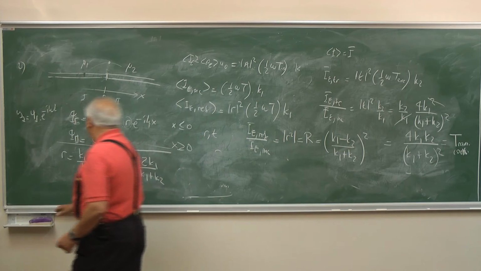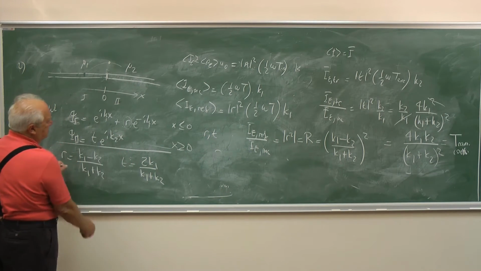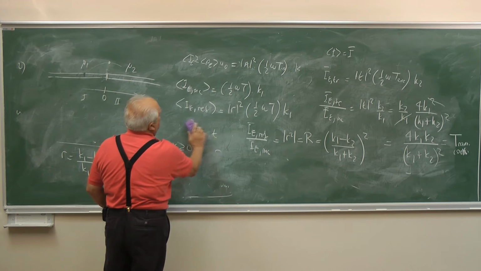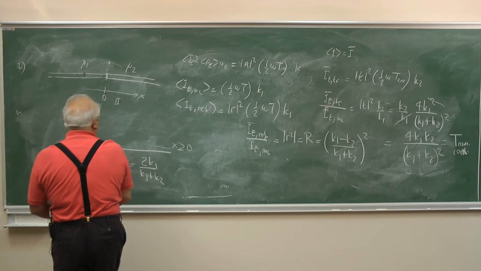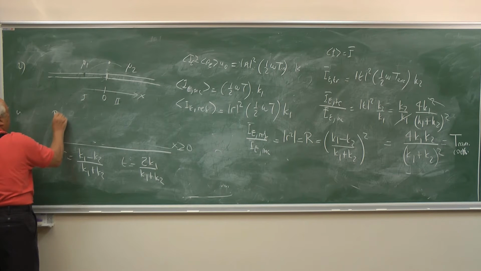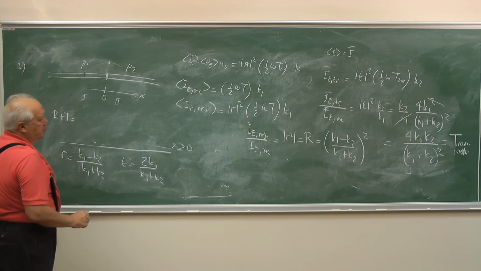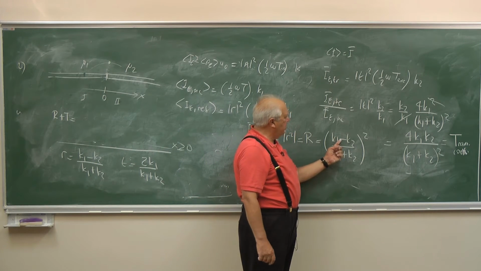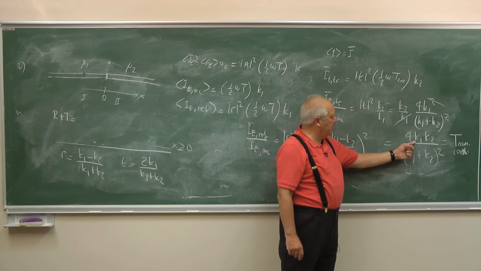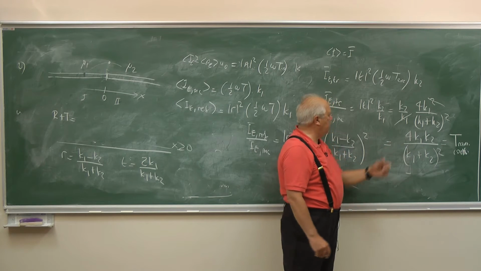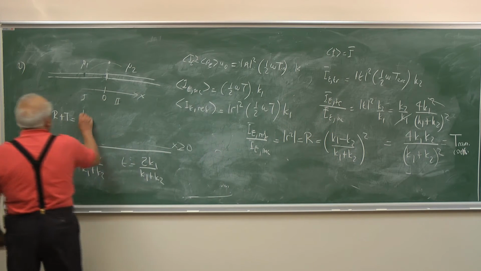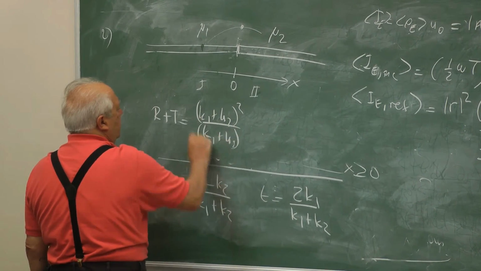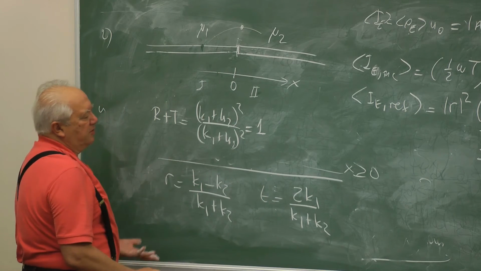An interesting thing to observe is this relation. I can erase these, at least this part I can erase. Notice that R plus T is equal to, when you square it, this gives me minus 2 k1 k2. This is plus 4 k1 k2. So when you add them, it is k1 plus k2 squared, so it is k1 plus k2 squared over k1 plus k2 squared, which is equal to 1. Well, of course, what do you expect?